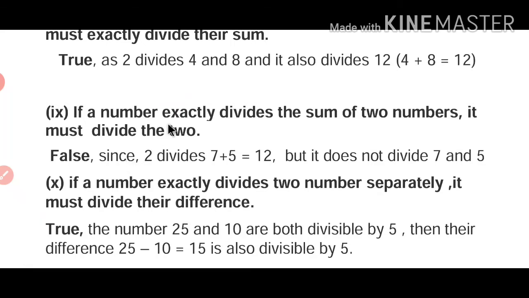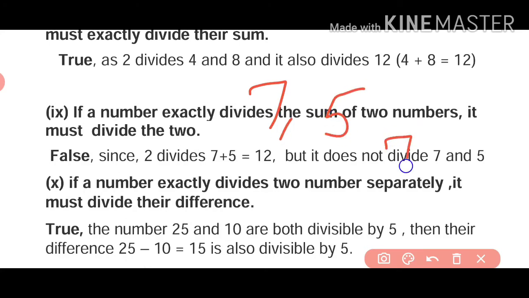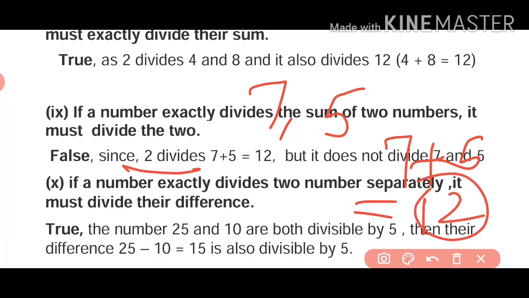Last, ninth one, if a number exactly divides the sum of two numbers, it must divide the two numbers separately. So first we have to see that if a number divides the sum of the two numbers, then it also divides each separate number. So it will be false, since first we have taken two numbers, 7 and 5. First we'll find the sum: 7 plus 5 is equal to 12, and we know that 12 is divisible by 2. Now we have to check whether 7 and 5 separately are divisible by 2 or not.